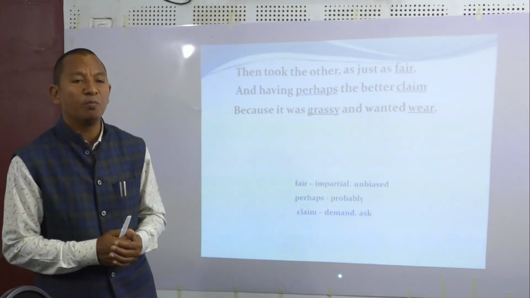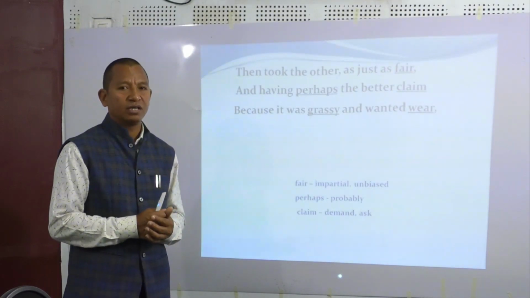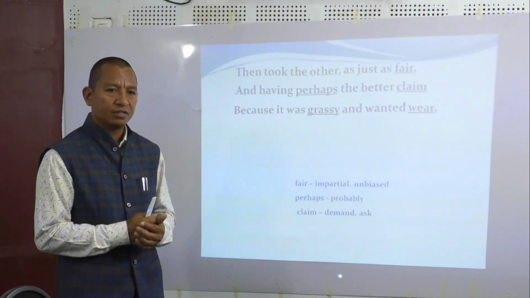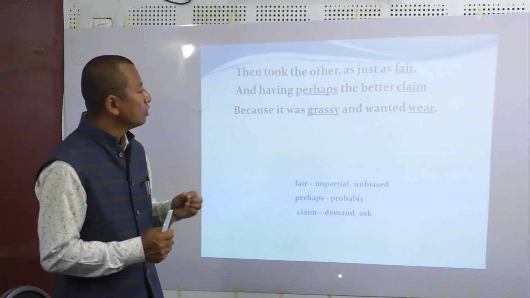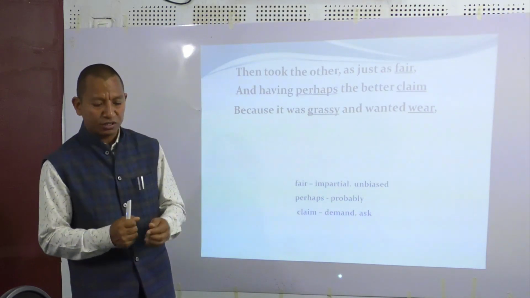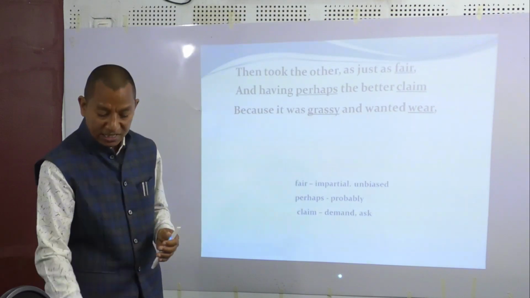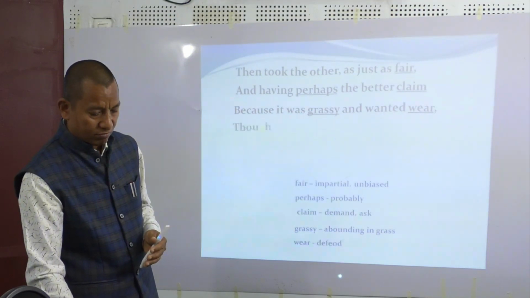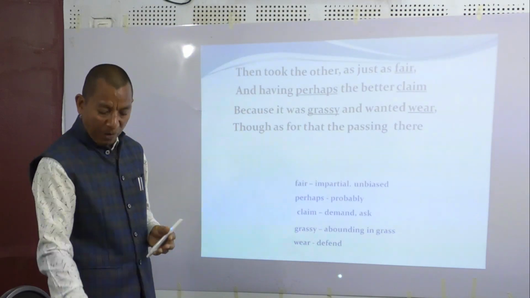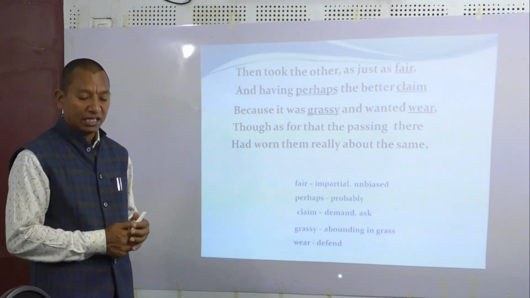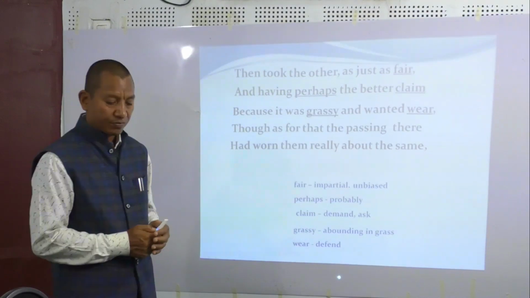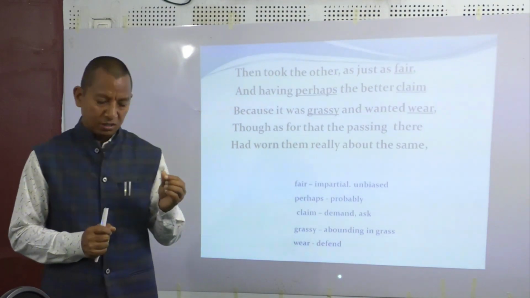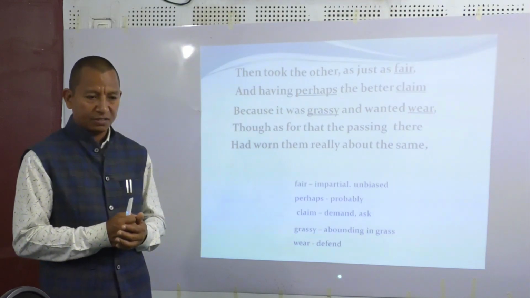Here the poet compares two roads, the one and the other. Both roads were covered with leaves, but there is little difference between those two roads. The second one was grassy and wanted wear. Though as for that, the passing there had worn them really about the same. When the speaker observes both the roads, he finds them equally the same.